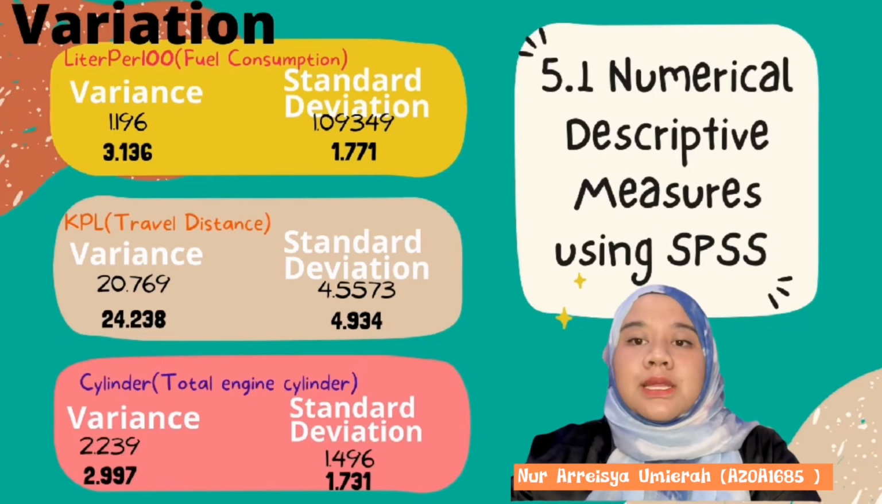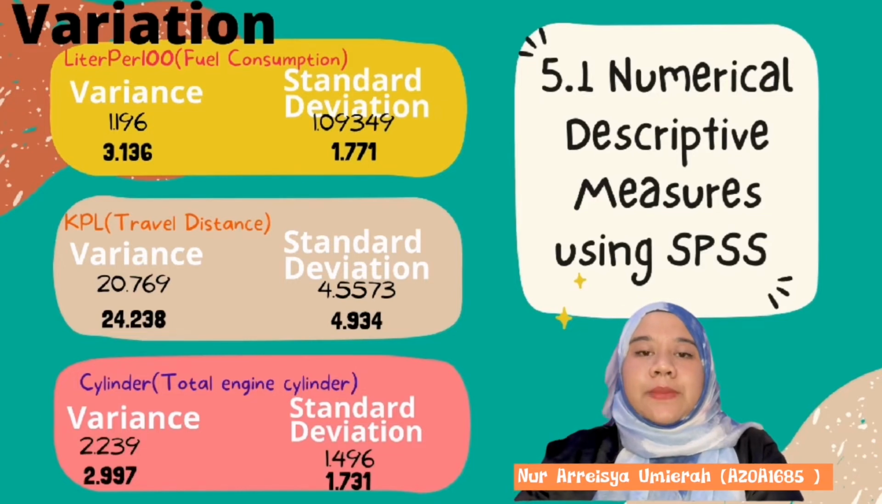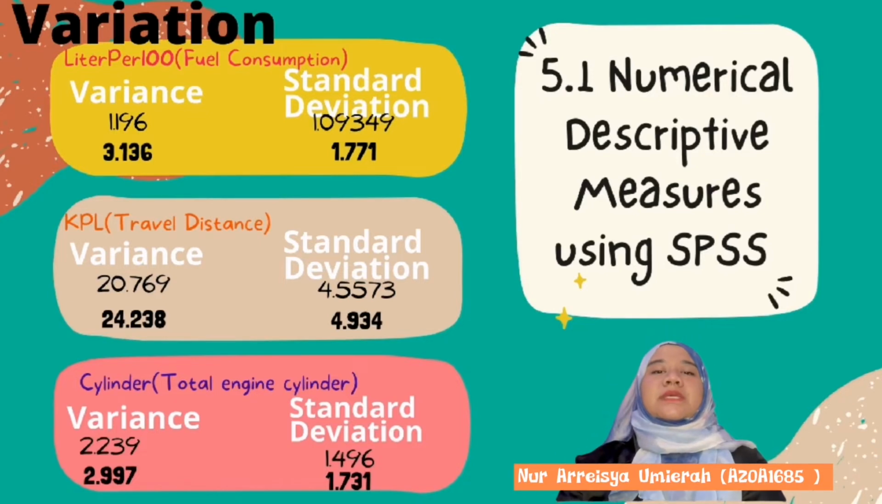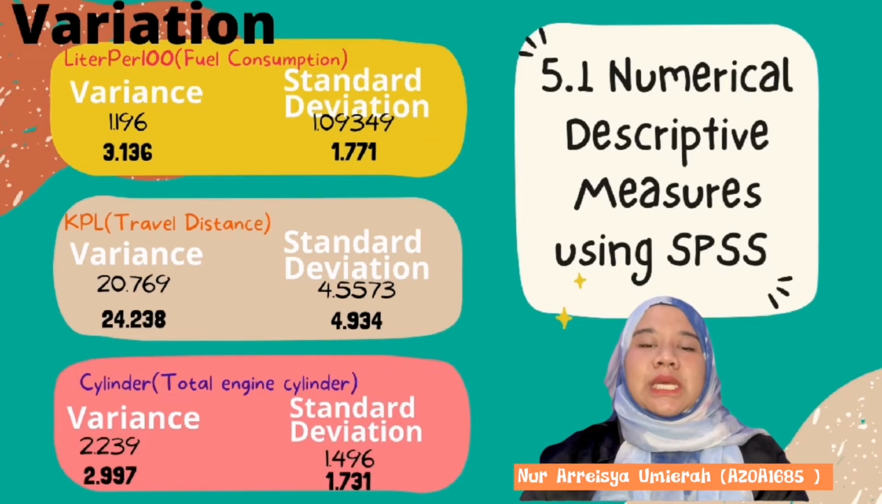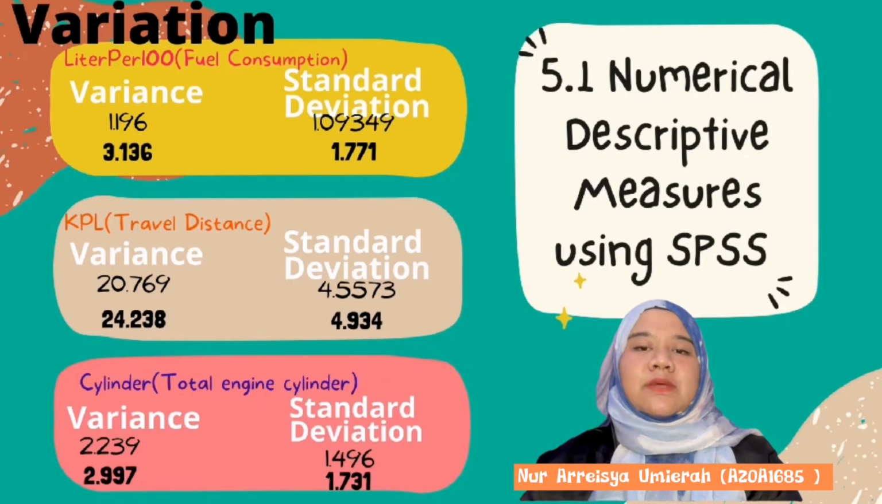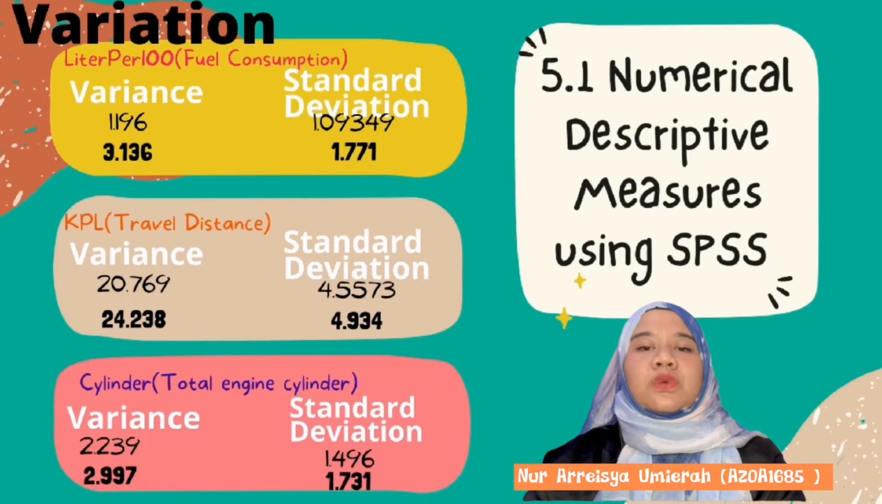1.771. Next, for KPL from SPSS, the sample variance is about 20.769. Therefore, the sample standard deviation is about 4.5573. Calculated manually, it is about 24.238, and the standard deviation is 4.934. Lastly, for cylinder from SPSS, the sample variance is about 2.239.